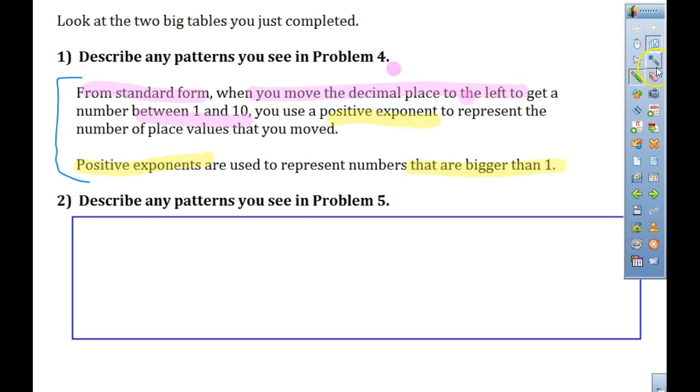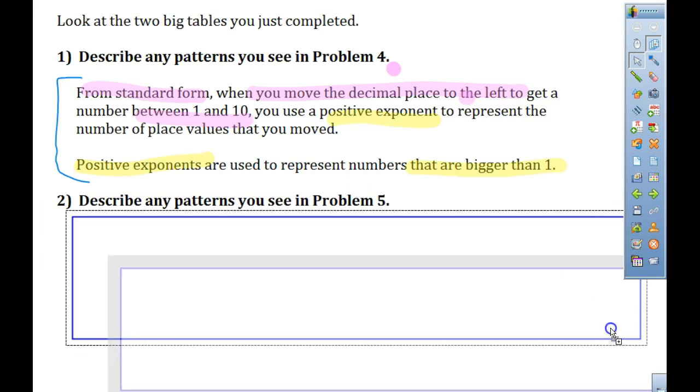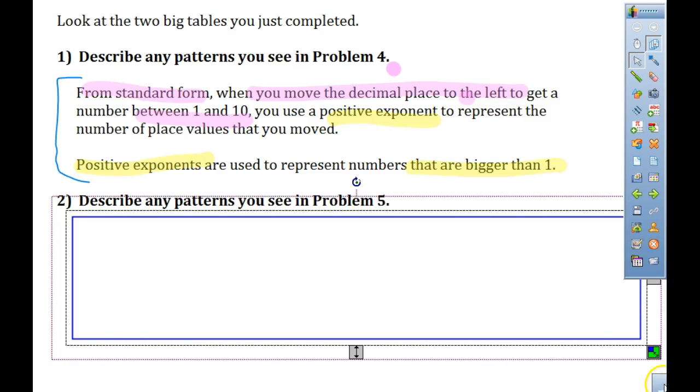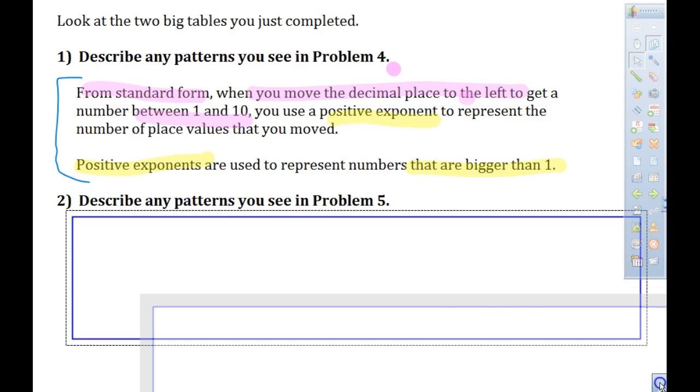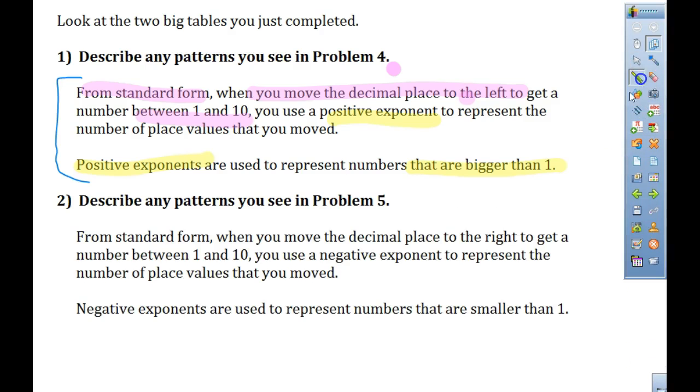The second part of your notes that you want to write down is describing the pattern in that second table, which is when we have really small numbers. When I have really small numbers, to change it from standard form, the decimal is moved to the right, always a number between 1 and 10, but now you're going to have negative exponents. Negative exponents are used to represent numbers that are smaller than 1.